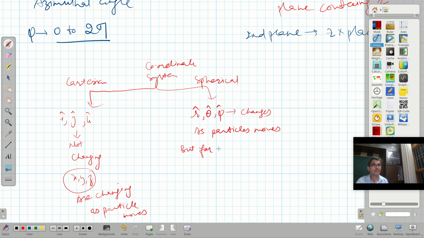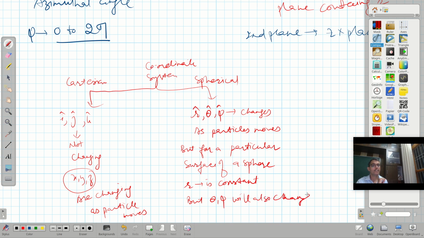But for a particular surface of a sphere, r is constant. Its direction is changing, but its magnitude will remain the same, and theta and phi will also change. So this is a very important thing which we have to keep in mind in the context of the Cartesian and the spherical polar coordinates.